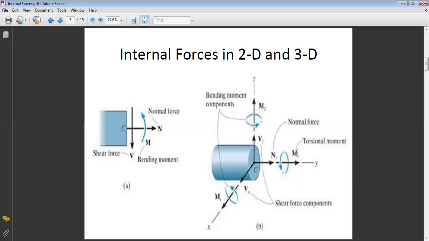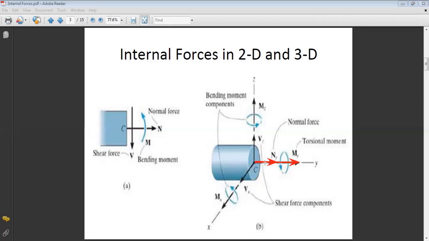Now, in 3D, you have several internal forces. First, in the 3 directions x, y, and z, you have a force and a moment. Now, what is the name of these forces and moment? For the one that is perpendicular to the section, this is the normal force. And the couple that is perpendicular to the section is called torsional moment. Why is it called torsional moment? Because it tends to do torsion to the structure. So as you can see, it will do torsion about its perpendicular axis.